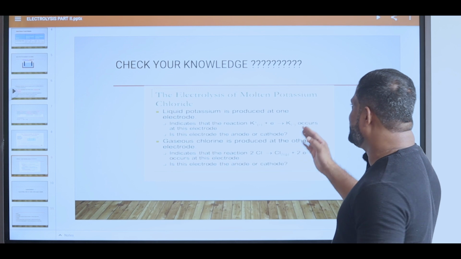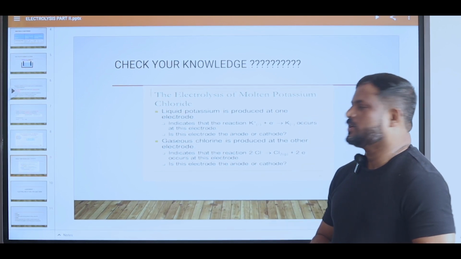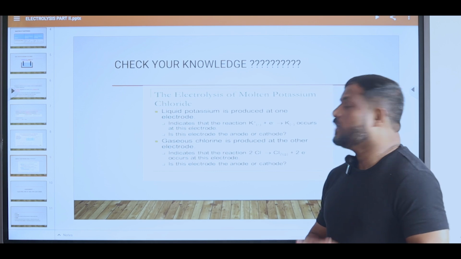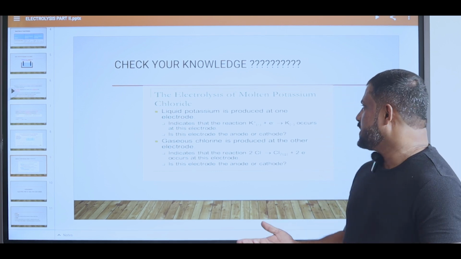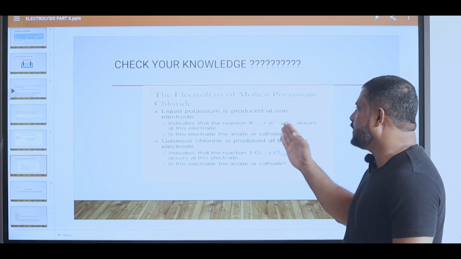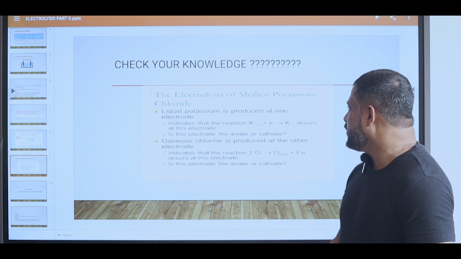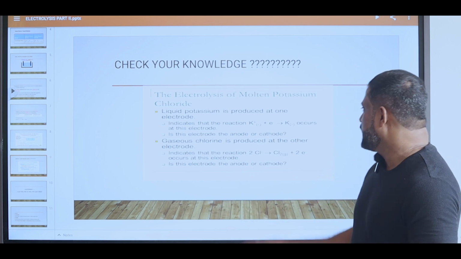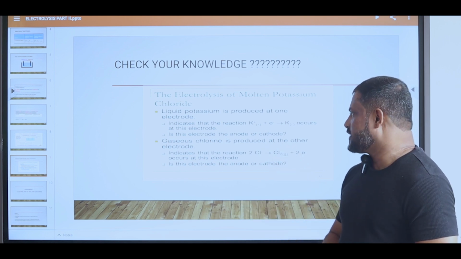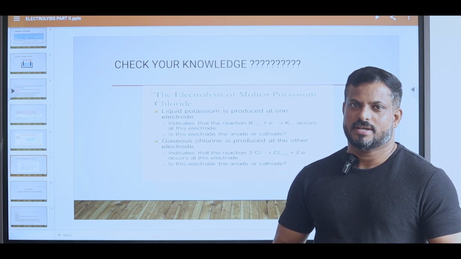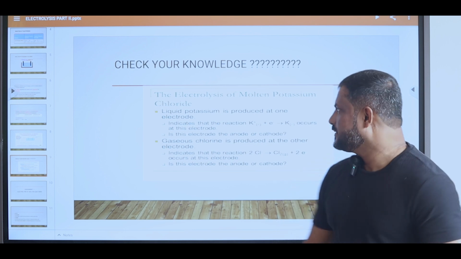Check your knowledge now. The electrolysis of molten potassium chloride. Liquid potassium is produced at one electrode. It indicates the reaction K+ plus 1 electron gives K. Which electrode is this? Anode or cathode? Chlorine is produced at the other electrode. Is this electrode anode or cathode? Check yourself. Okay.